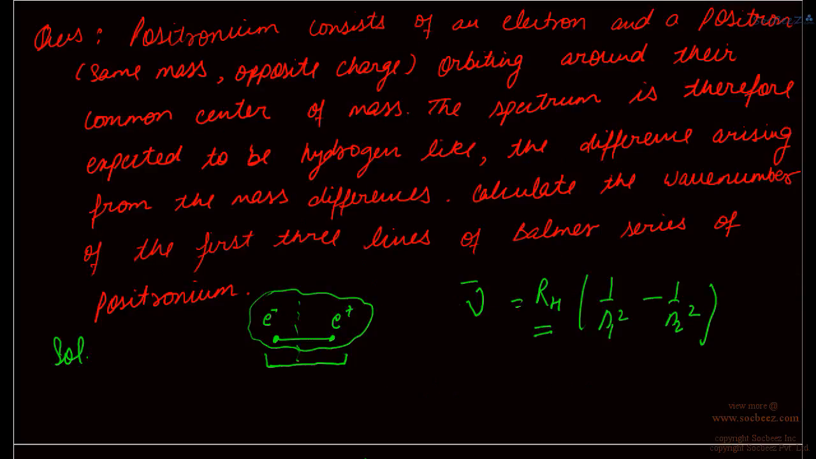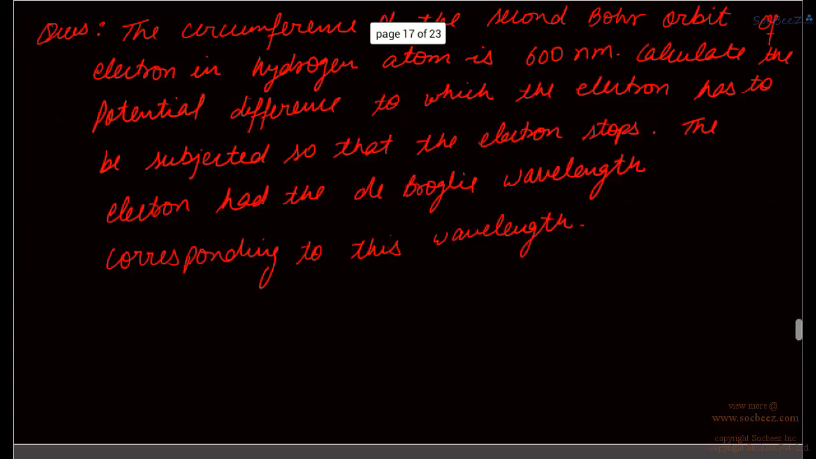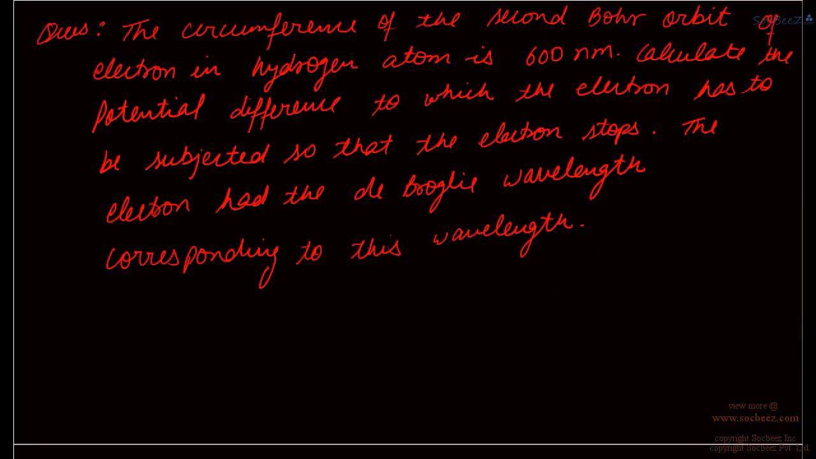So remember, this is a tricky question in which we cannot use RH as the same as the conventional value. Moreover, the value of R will also not be equal to 2 pi square into 2m, that is, if we take the value of m as 2m. So here we are supposed to first calculate the reduced mass and then substitute it in the expression of R, then get the new value of R, and now apply that formula to get the first, second and third line respectively. Well, now let's consider another question.